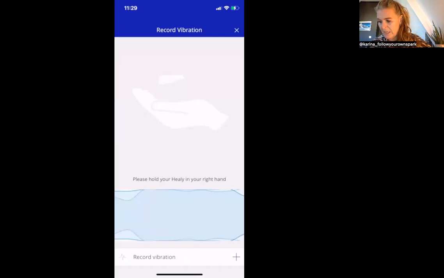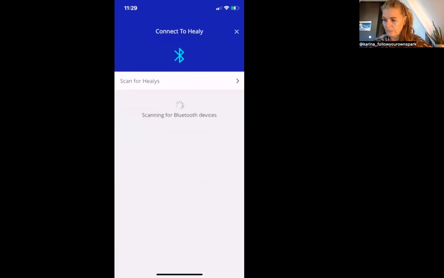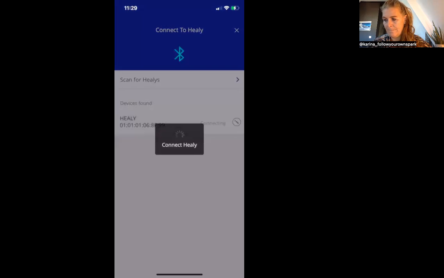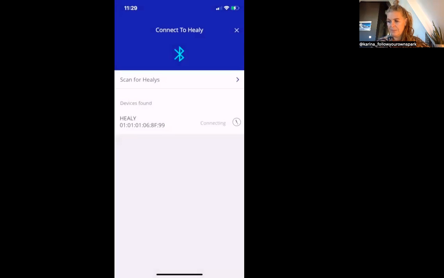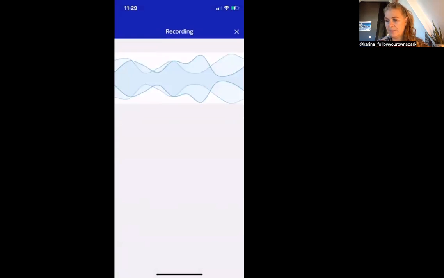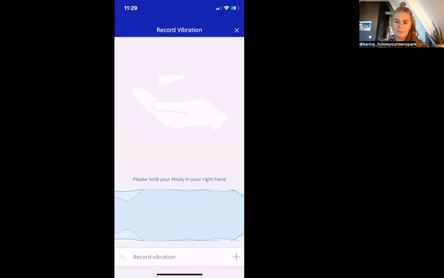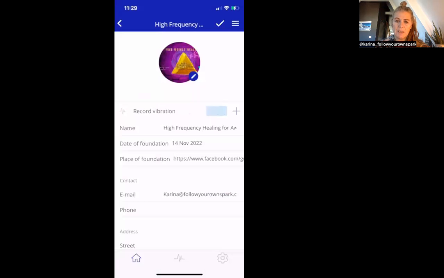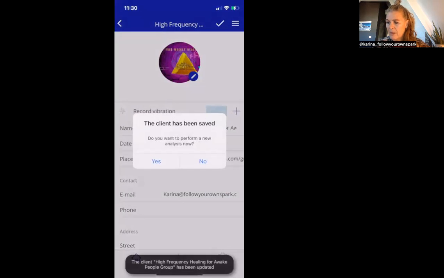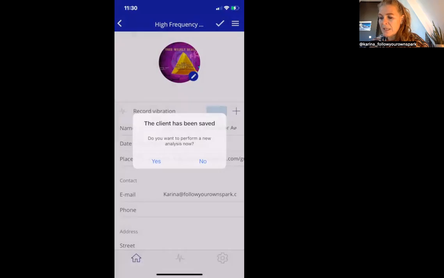Now it needs to connect to my Healy. That will take a while. And there it goes. So what you just saw, this is the frequency of the group for today. So the client has been saved, and I do want to do a new analysis.